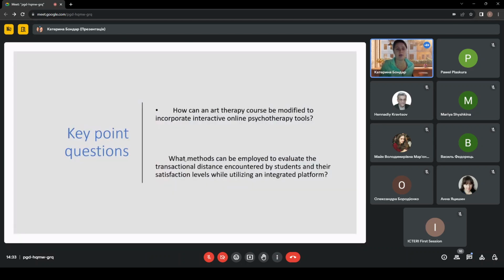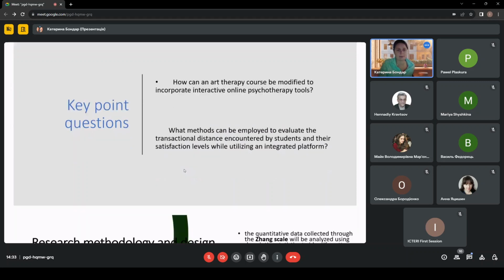So our key question was how we can use online tools in our art therapy course design, and what methods can be employed to evaluate the transactional distance and their satisfaction levels while utilizing an integrated platform. Actually, we use Moodle as our official platform for study.